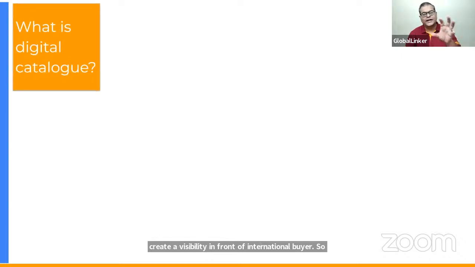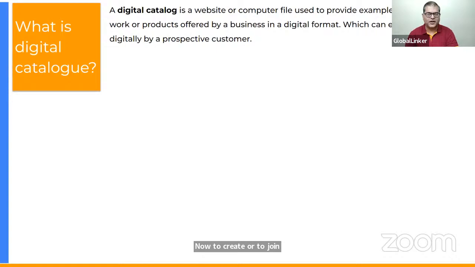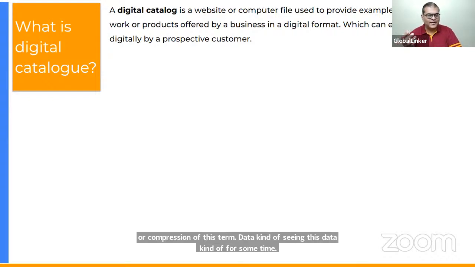Now, to create or to join Indian Business Portal, you have to create something called a Digital Catalog. On the presentation, you can see there's a textbook definition which I've written of Digital Catalog, and you can read it also if you want. But I want to hear from you, what is your understanding or impression of this term, digital catalog? I've been seeing this digital catalog for some time now. So, what do you think is a digital catalog?